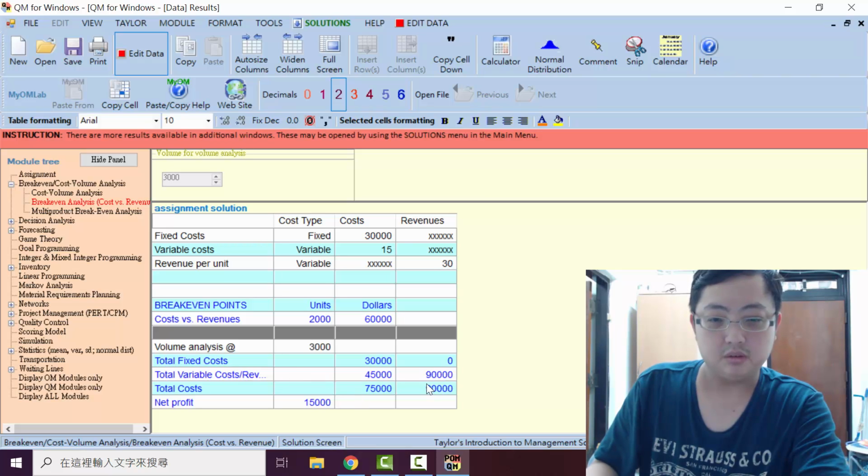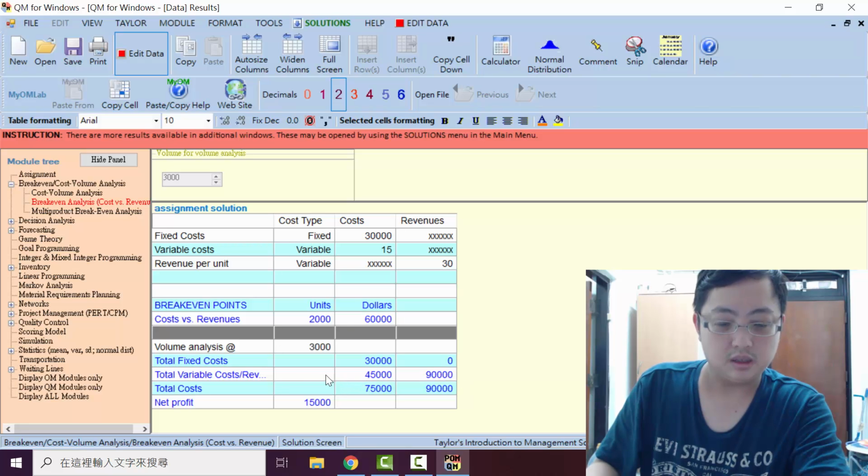And the total revenue is $90,000. The price is 30. Unit revenue is 30. We produce 3,000, so we have $90,000. So we can see we have total revenue of $90,000 and total cost of $75,000. So we have net profit.